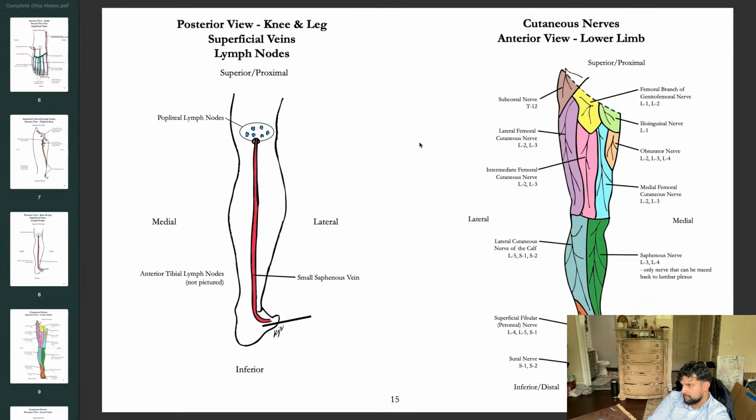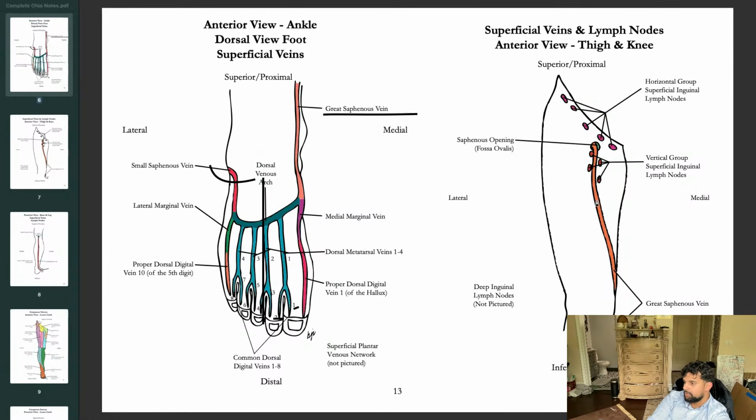Okay, know this, please. Lymphatics is so important. It's just so frustrating. No one knows this stuff.